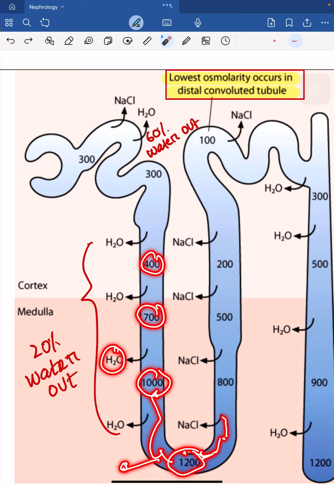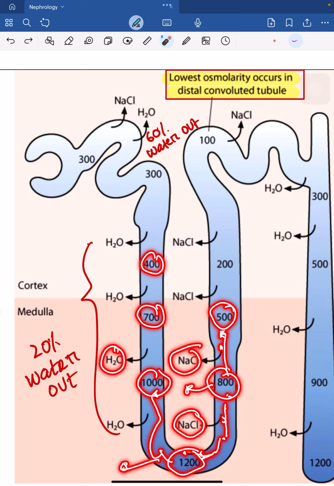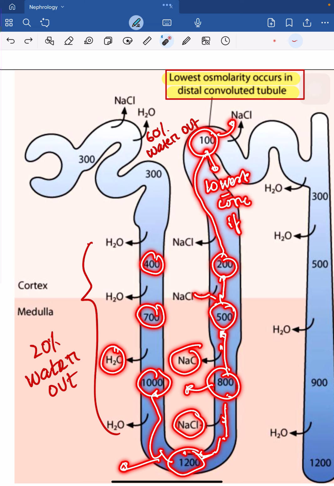And in the ascending limb of loop of Henle, here solute is out, sodium chloride is getting out, so osmolarity will go down, 800 to 500. Again sodium chloride is out, solute is out, 200. And in this proximal DCT also sodium chloride is out, and this is the lowest concentration if ADH is present.